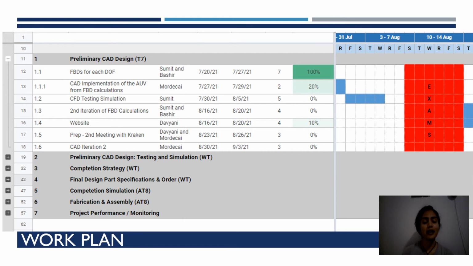Hello there, my name is Davyani and I'm going to be talking about the work plan for the AUV Design Capstone project. On screen you can see a screenshot from the overall detailed Gantt chart we have for the Term 7 and Term 8 academic semesters.